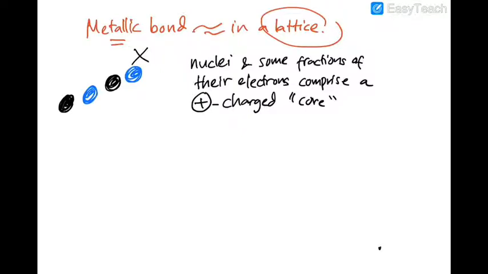So if you have a cubic lattice, let me draw a cube. There's a cube over here. Now, we have nuclei and some fractions of the electrons that form a core. This is what we call a core. And because mostly it's nuclei, then mostly it's positively charged. So we can write down here positive, positive, positive, like that.